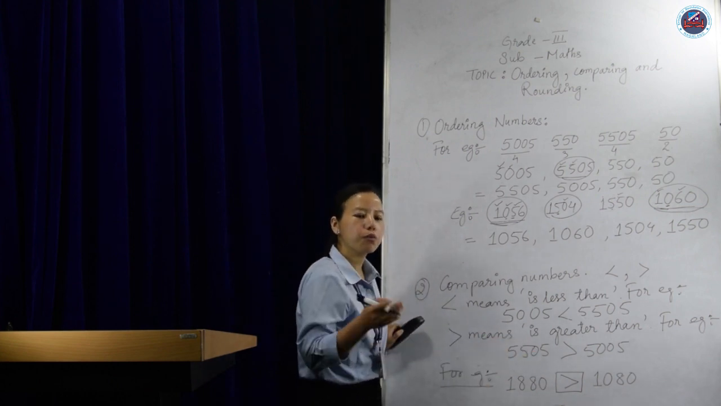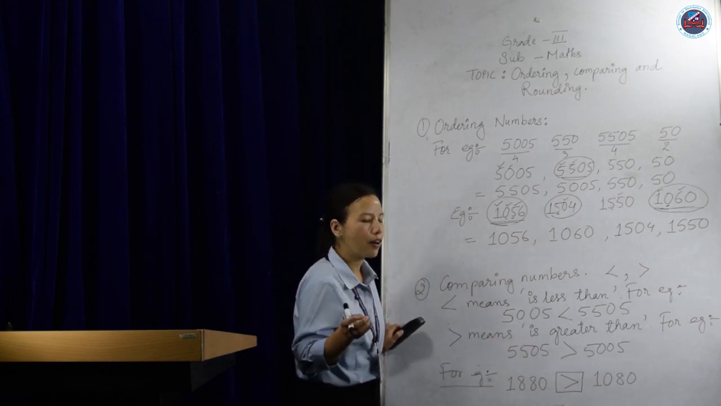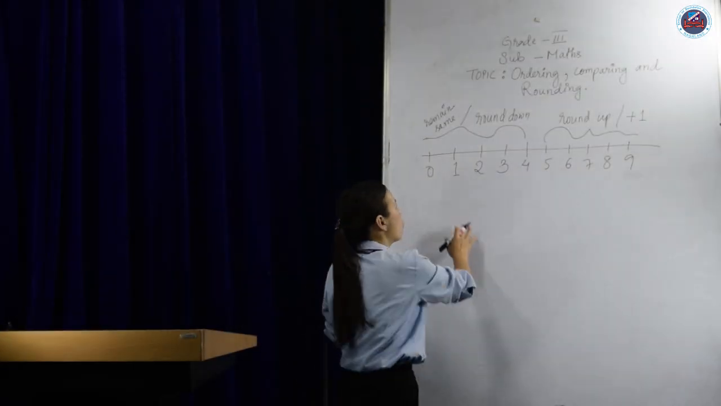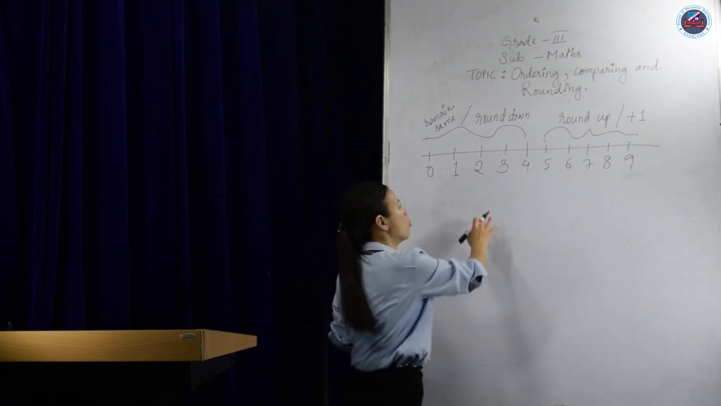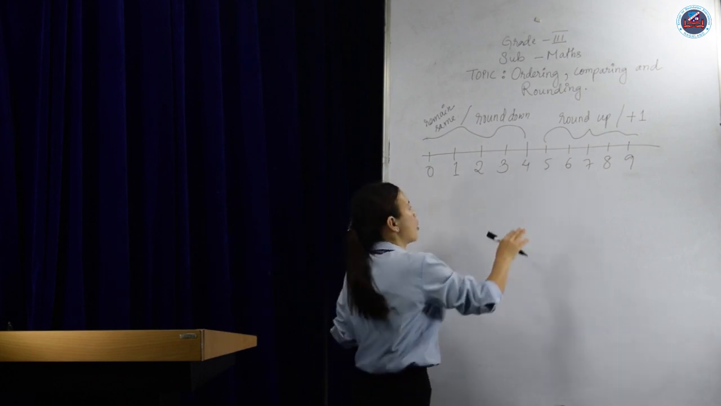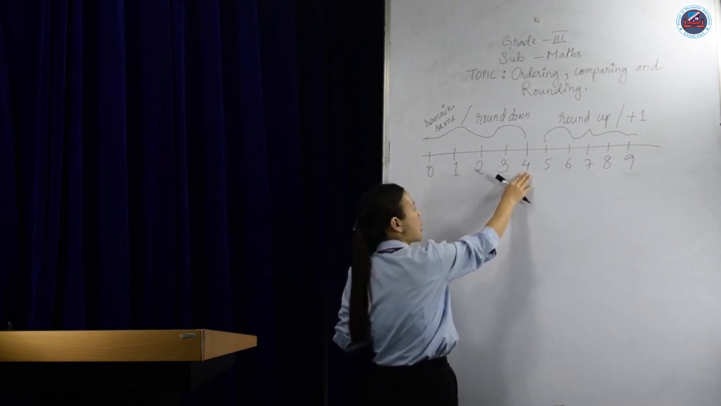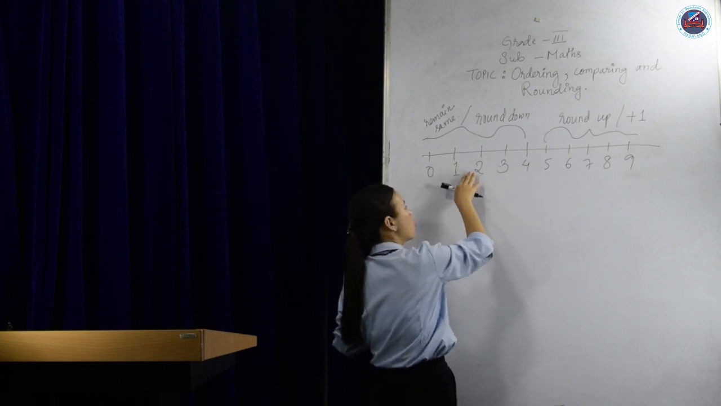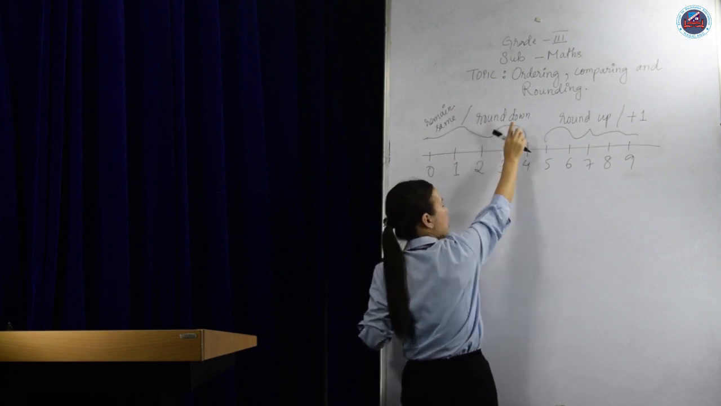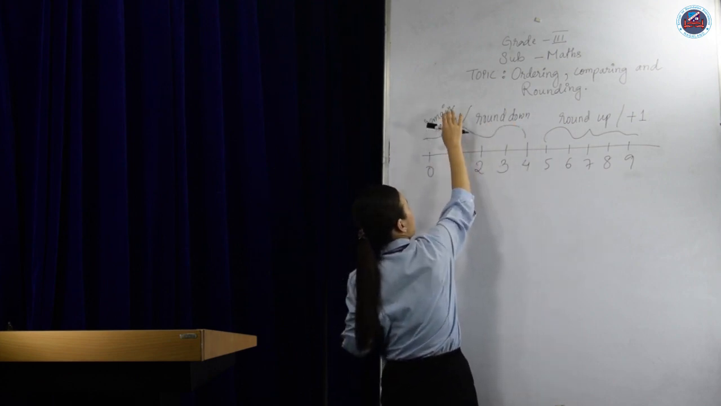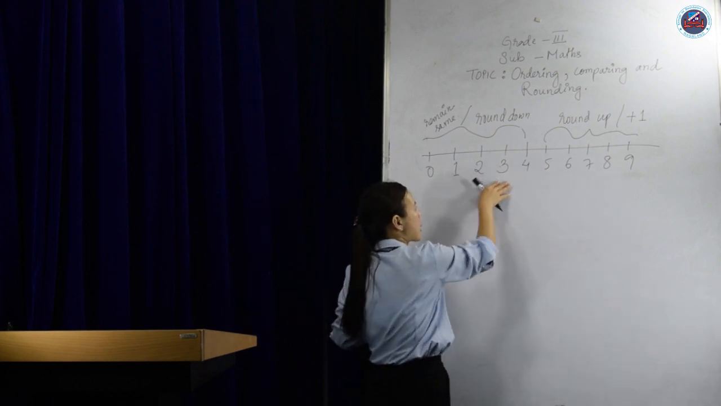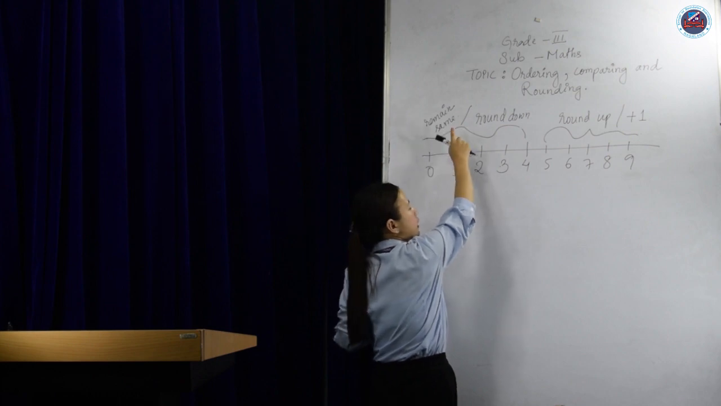Now we will go to rounding off to the nearest 10 and 100 place. To round off a number to the nearest 10 and 100, we need to know the rules. There are two rules. Rule number 1 says when your digit is less than 5, that is 4, 3, 2, 1, 0, round down, or remain the same. That means if your digit is less than 5, it remains the same.